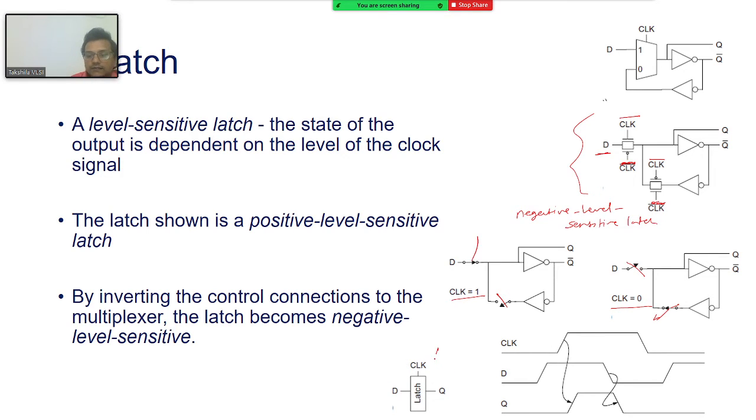Simply, here is the symbol. Remember now, your data input D, output Q, and latch becomes transparent when the clock is 1. Transparent means D goes to Q. Opaque means D cannot go to Q when the clock is 0. Simple.